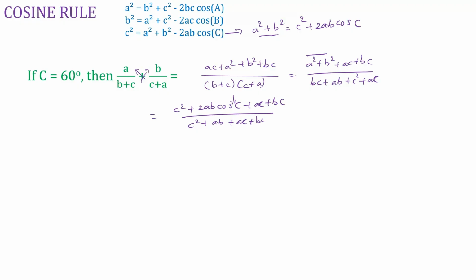Now here the C value is given to be 60 degrees. Cos 60 degrees is 1 upon 2 and then this 2 and this 2 will get cancelled out. Then we'll have C square plus AB plus AC plus BC upon C square plus AB plus AC plus BC. Both numerator and denominator are same. So this is equal to 1.